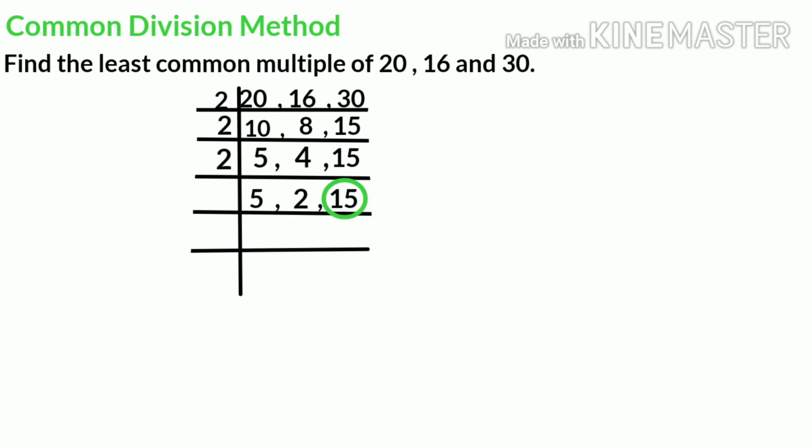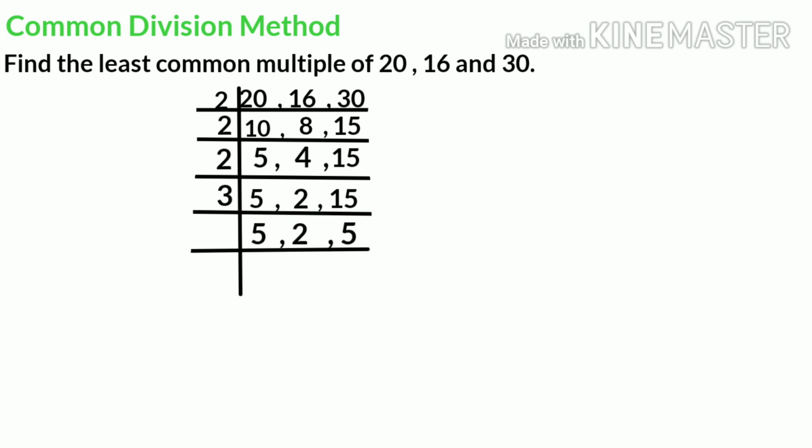We can divide 15 by the next prime number 3. So we will divide by 3. Here, 5 and 2 are not divisible by 3, so 5 will come down as it is and 2 will also come down as it is. And when we divide 15 by 3, we get 5 as the quotient. Now, these three numbers are prime, but the prime factor 5 is common, so we need to continue the division.